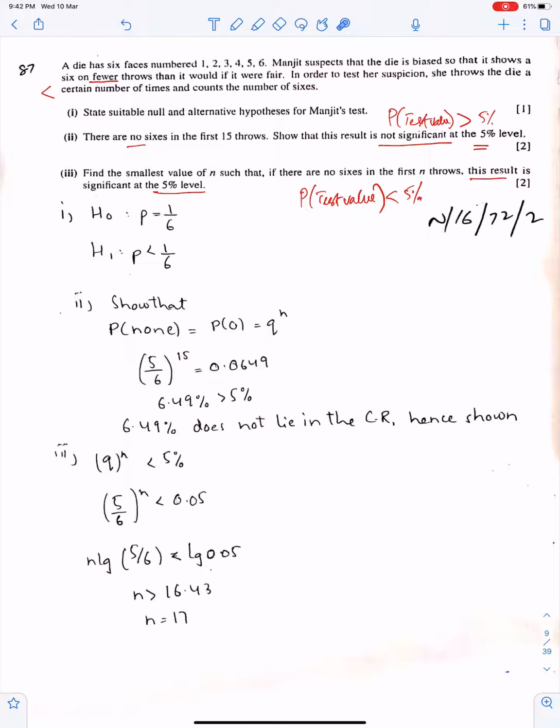So when it says not significant, we just need to calculate this probability. When no sixes means q power n, we just need to check this probability. Since this probability is 6.49%, which is greater than 5%, therefore this result is not significant when this die is thrown 15 times.